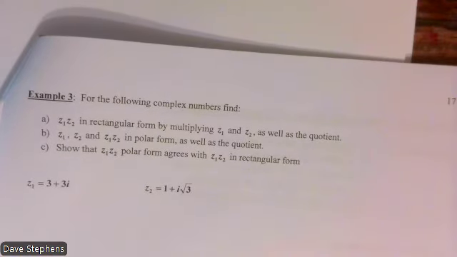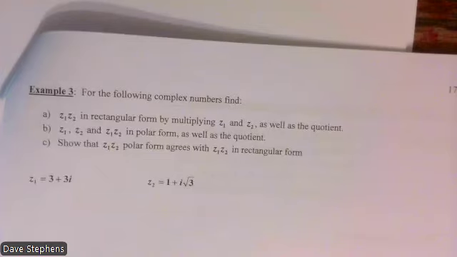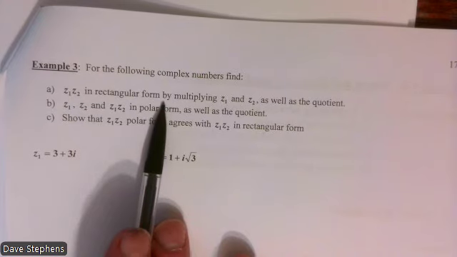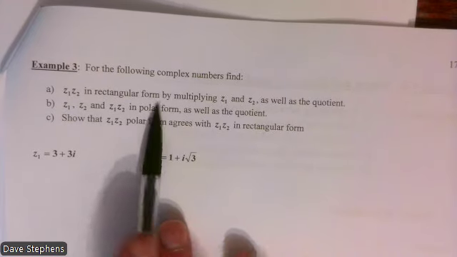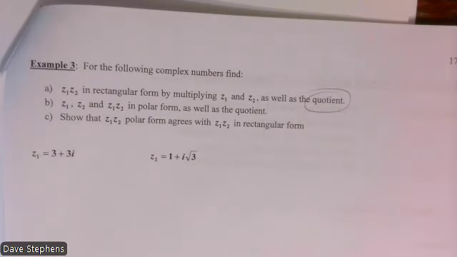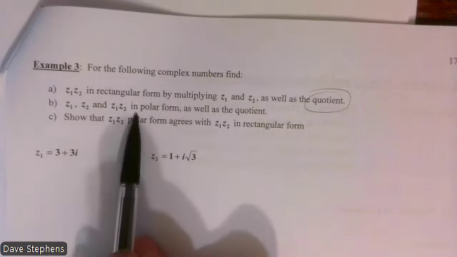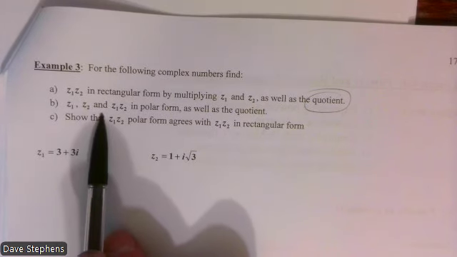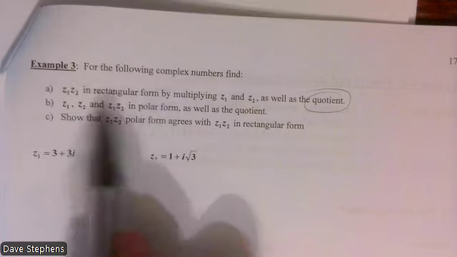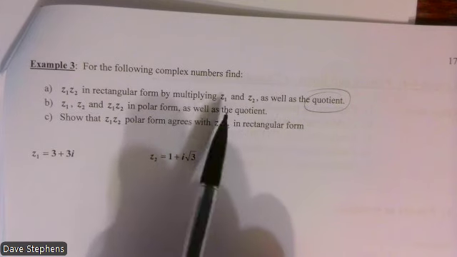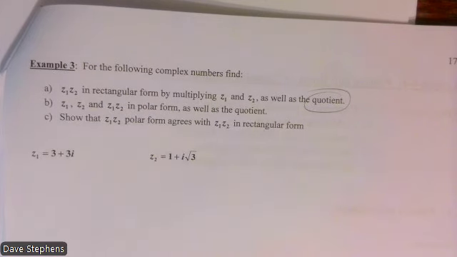Now it says for the following complex numbers, we want to find z1 and z2 in rectangular form, as well as a quotient. Ooh, it wants quotient too. And then we need to convert to polar form, and we're going to multiply them as well as find the quotient. So we're going to multiply and divide in rectangular and polar form.